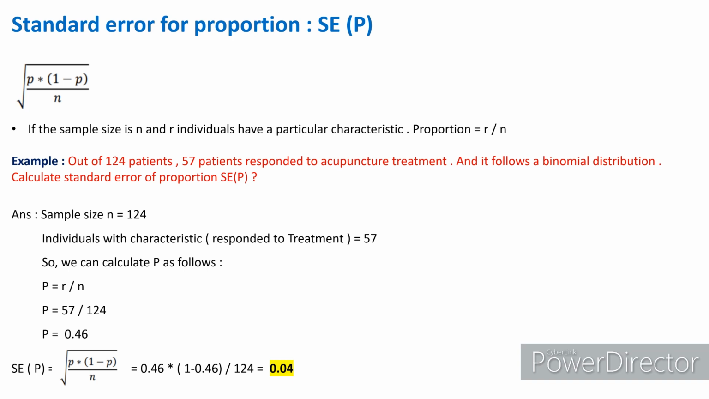Now substitute the value of P in the formula of standard error for proportion, that is P multiplied by 1 minus P divided by N. So square root of what is P? 0.46 multiplied by 1 minus 0.46 divided by 124, which is sample size, that is 0.04.